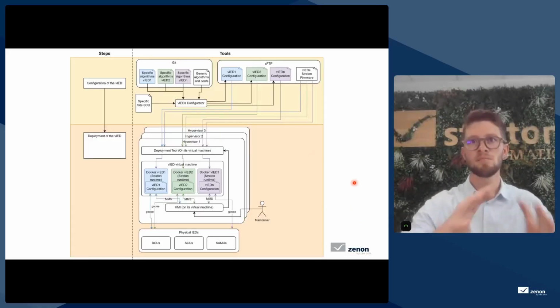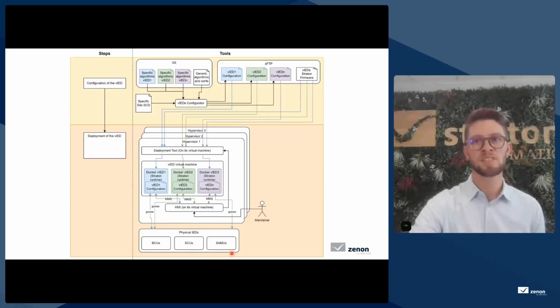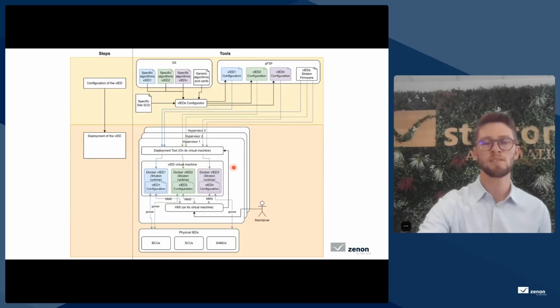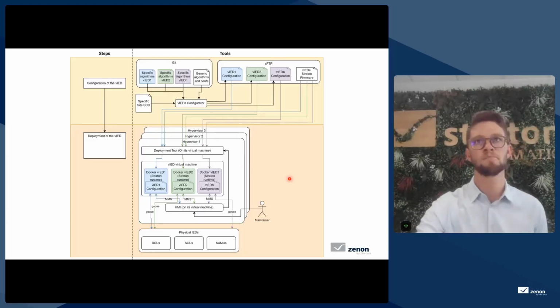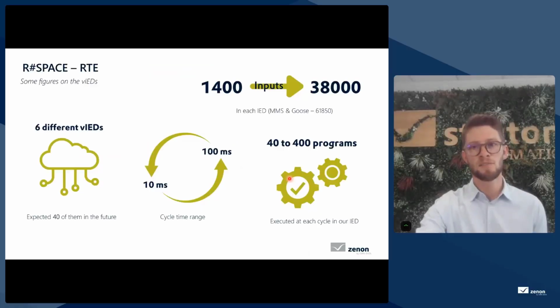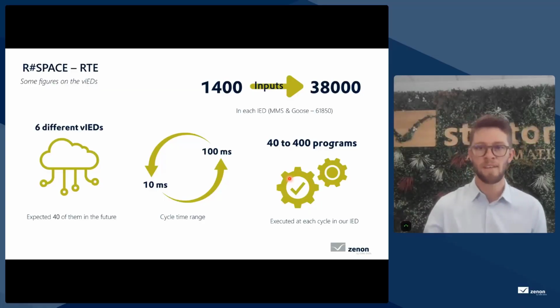If we zoom in a bit on this scheme, we can see that we still have the physical devices, the control units and so on. And above that, we have the hypervisors running the virtual IEDs in virtual machines. So several Dockers, several hypervisors, as said earlier. In a few numbers, this project currently manages a maximum of 6 different virtual IEDs deployed on site. It is expected to have 40 of them in the future.